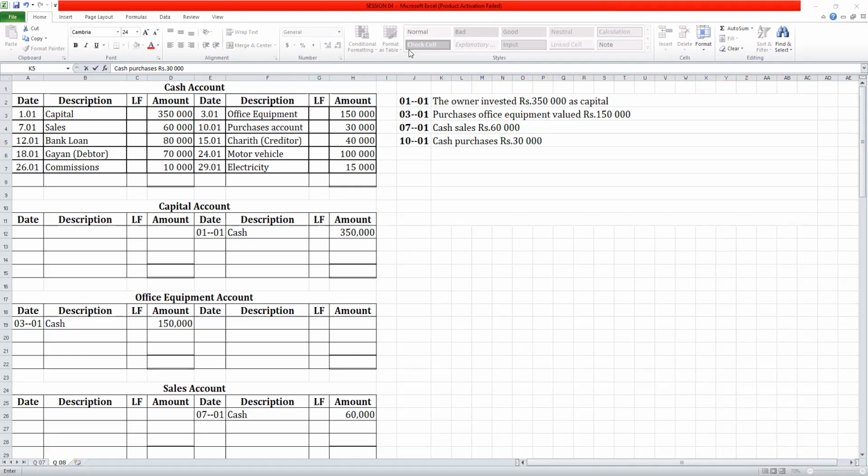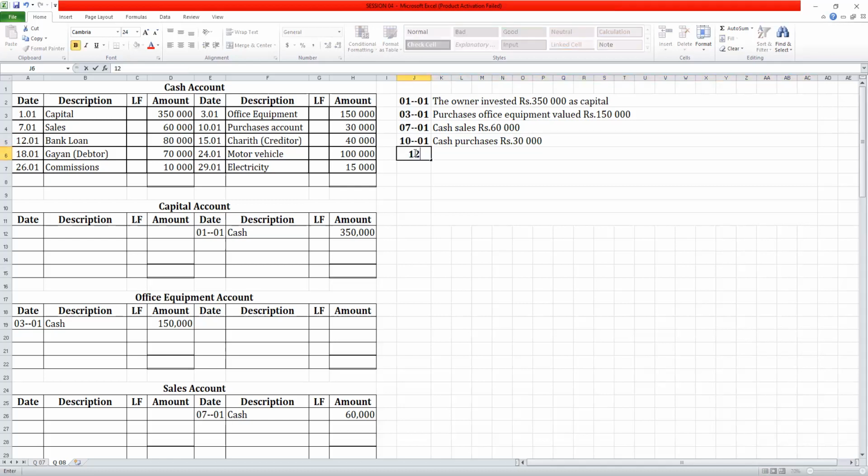Sanuka, it is not a credit purchase. It says cash there. If it were credit, we would put someone else's name. It is not a credit purchase. Okay, it is a cash purchase. Cash purchases 30,000. Right?